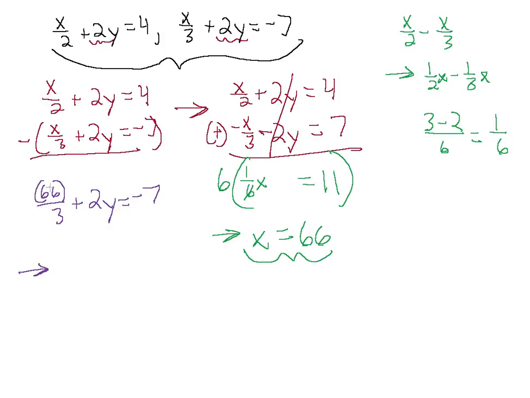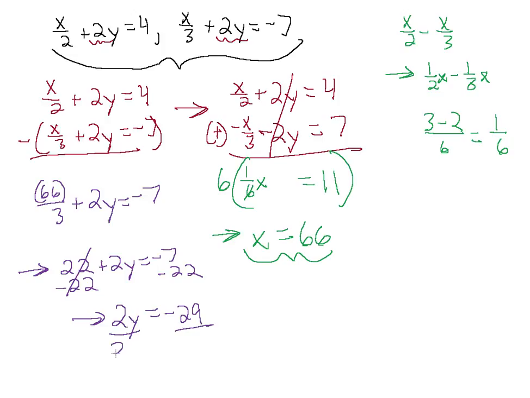66 over 3 will reduce. That'll be 22. So 3 will go into 66 22 times. Plus 2y equals minus 7. Let's go ahead and subtract 22 from both sides. We want our variable on the left-hand side, everything else on the right-hand side. So we have 2y equals minus 7 minus 22, which is minus 29. We can isolate our variable by dividing both sides by 2. Those two terms will cancel. So we have y equals minus 29 halves.